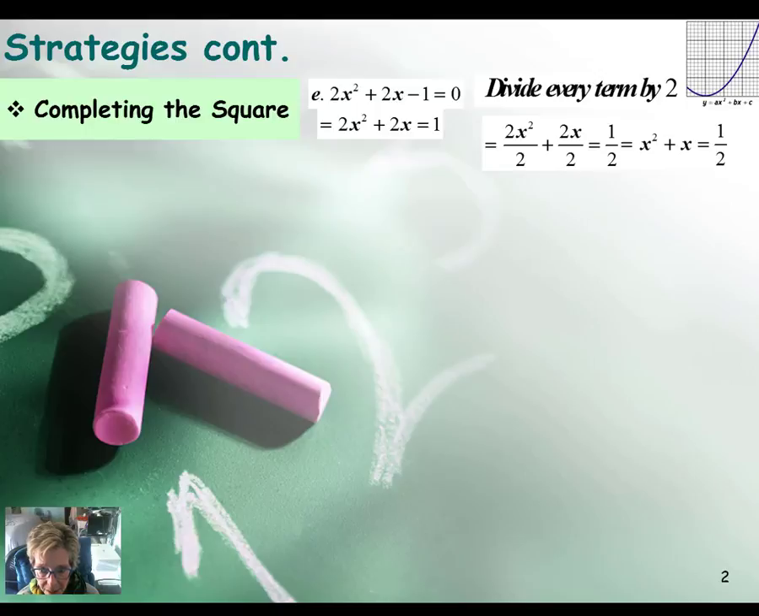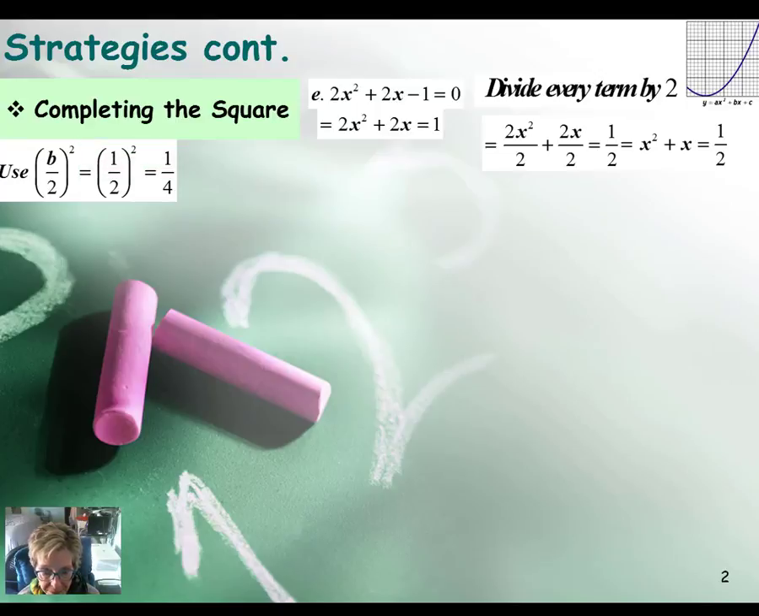When I divide, my new equation is x squared plus x equals 1/2. Now I'm going to find the third term for the left-hand side that will make the left-hand side a perfect square trinomial. I'm using b over 2 and squaring that quantity.